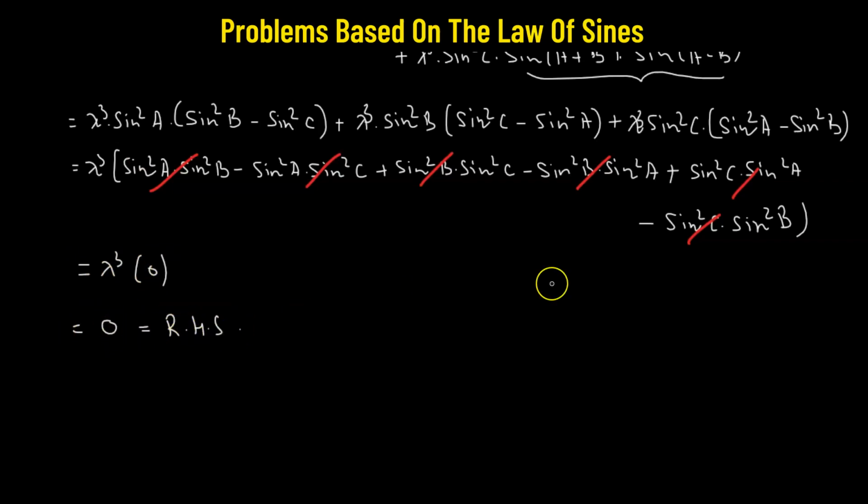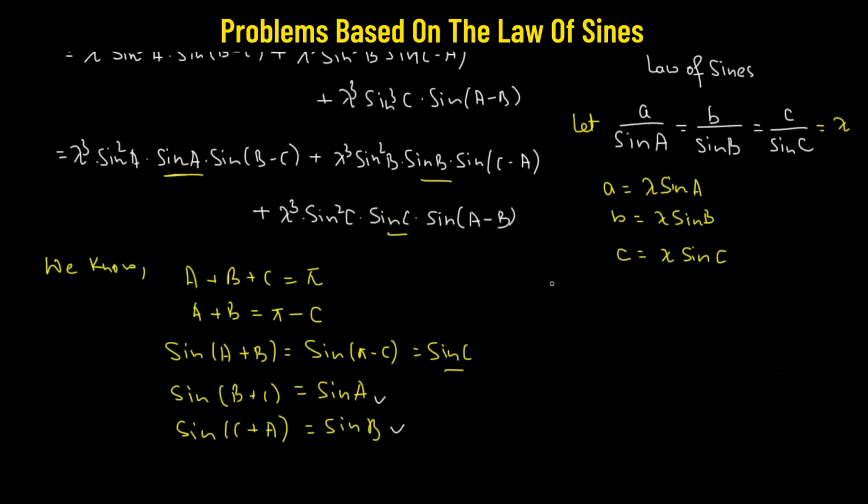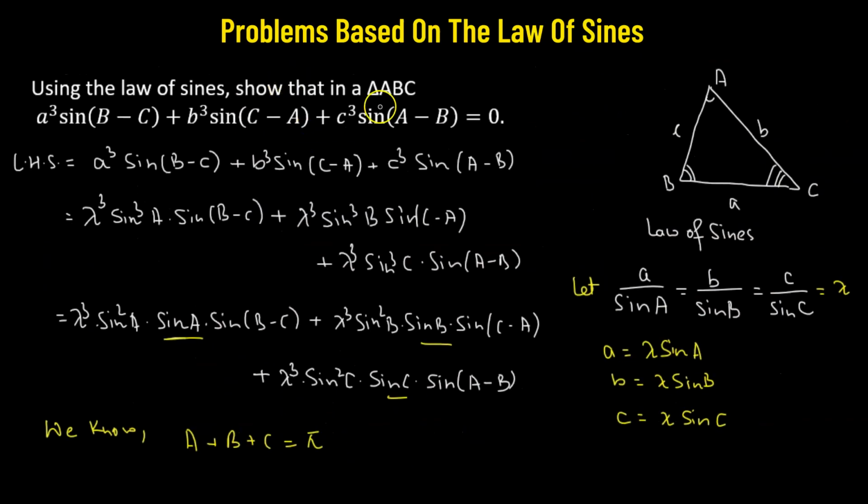So we can immediately say that whenever we have an acute angle triangle ABC, using the law of sines, we can prove that a cubed times sine of B minus C, plus b cubed times sine of C minus A, plus c cubed times sine of A minus B, equates to 0.